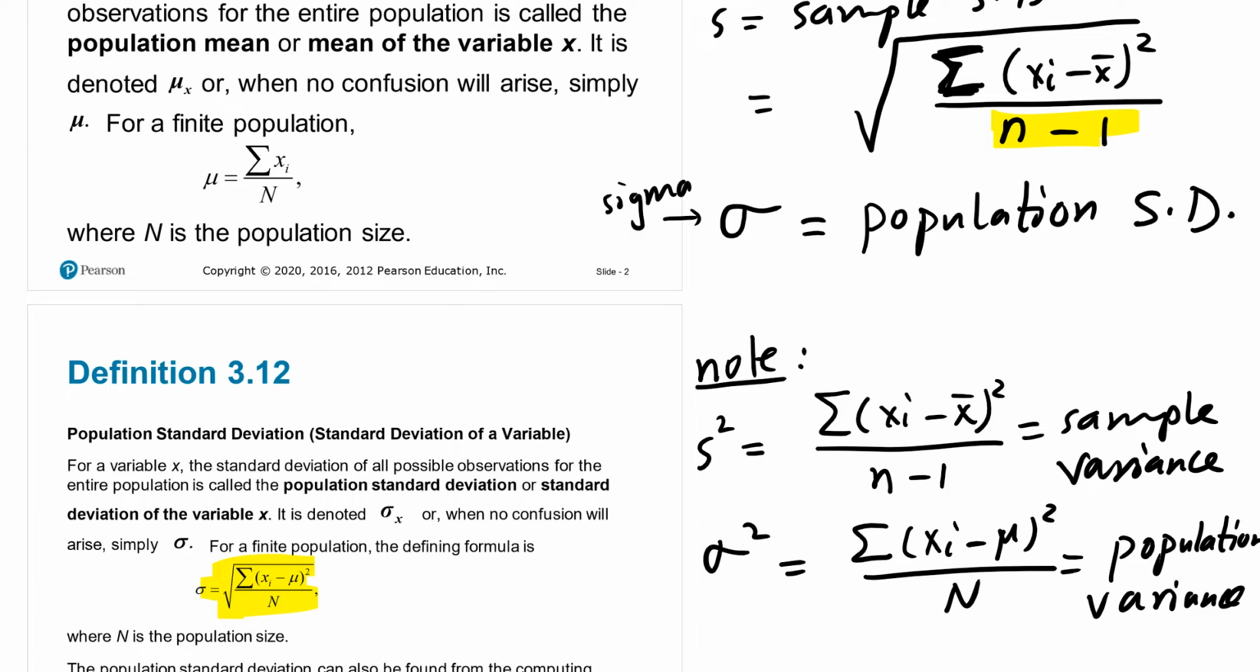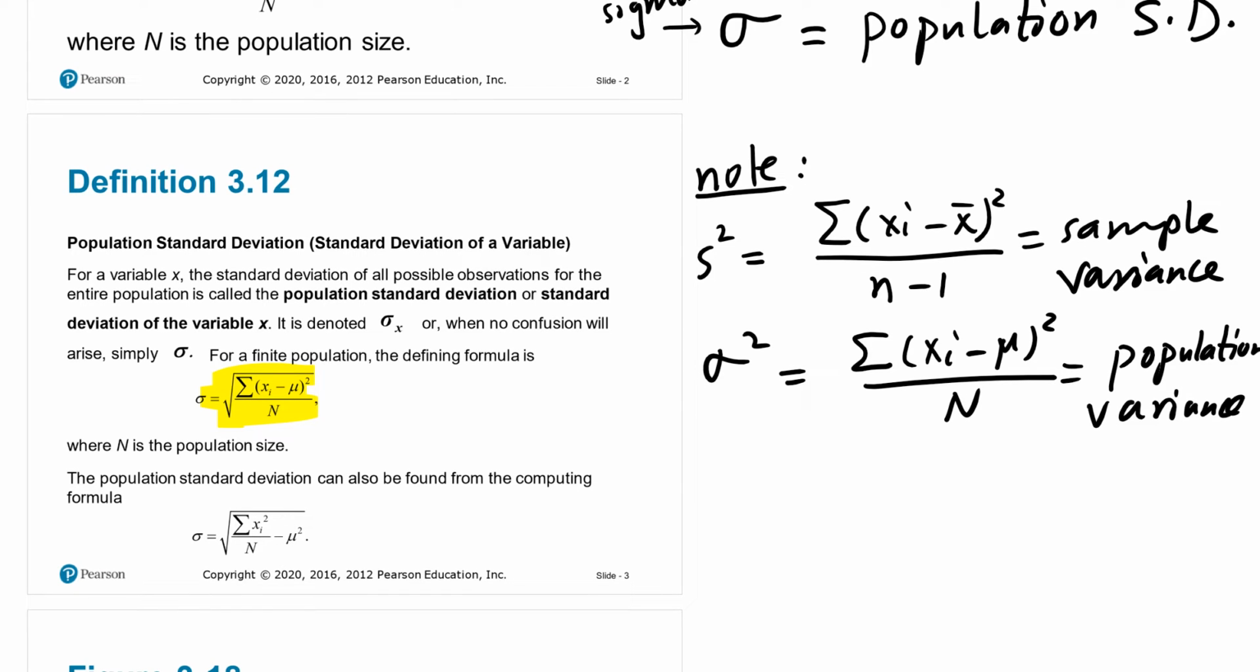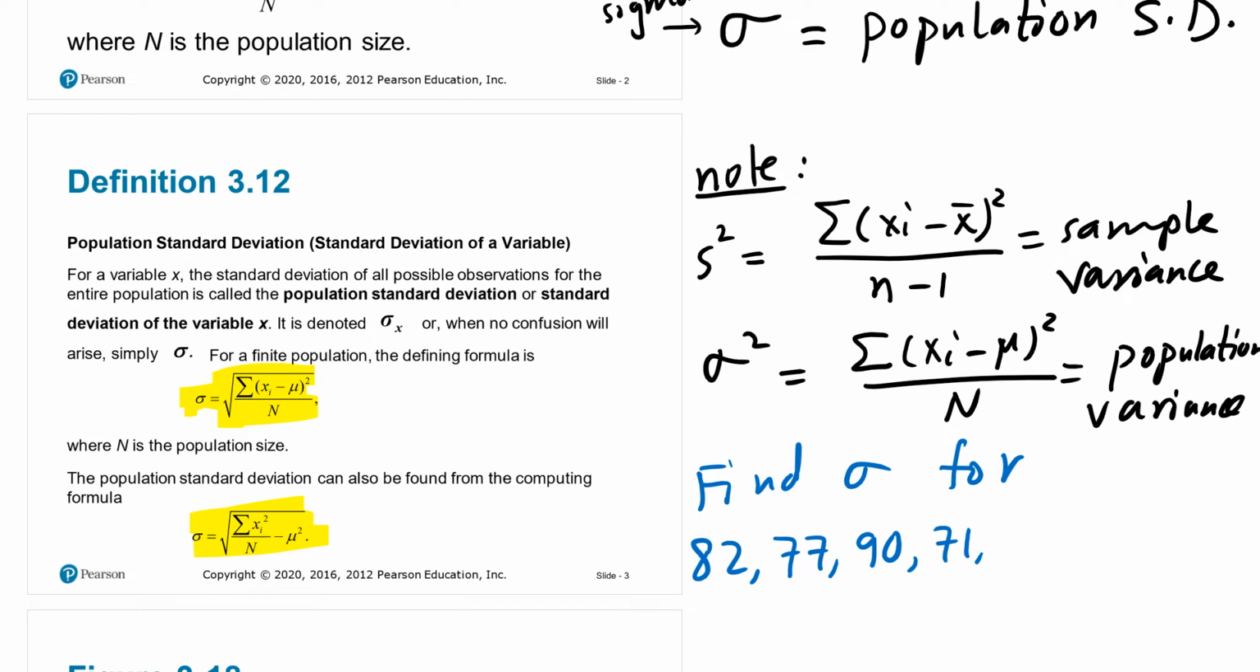So the question is how to calculate this first. How do we calculate such a thing? Before we calculate, there's another formula some people use. You can use this formula or the one I highlighted earlier. Either one works the same. Let's practice by hand. Find sigma, the population standard deviation, for the data 82, 77, 90, 71, 62, 68, 74, 84, 94, and 88.